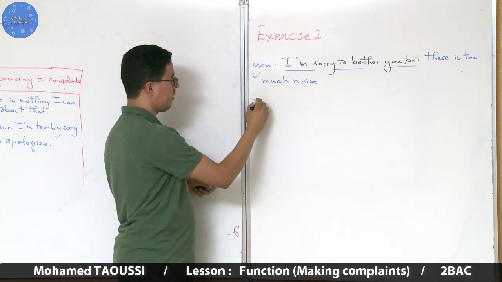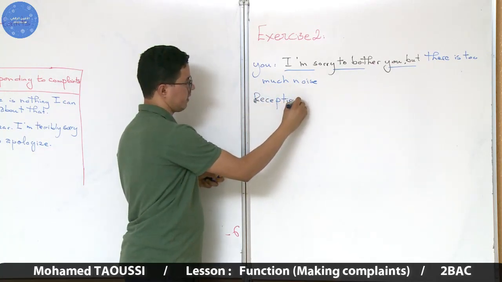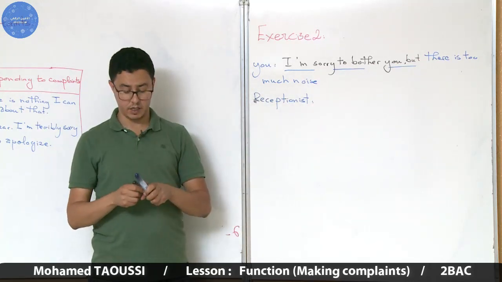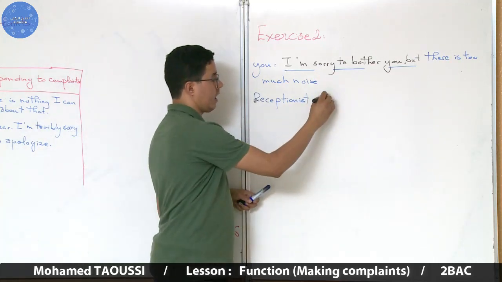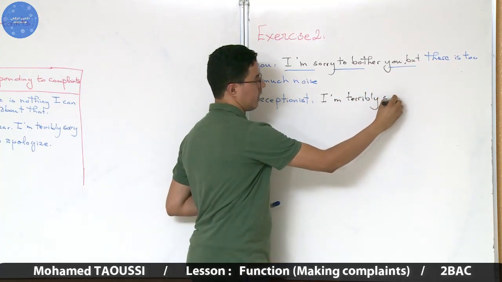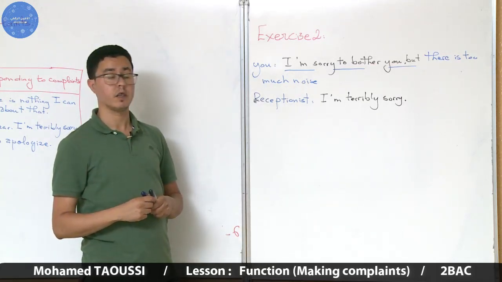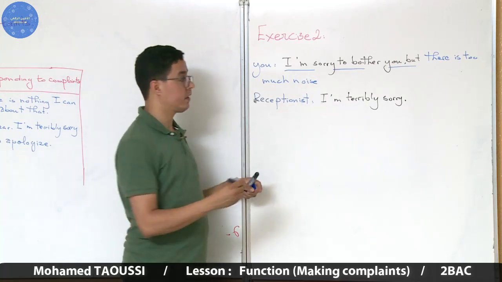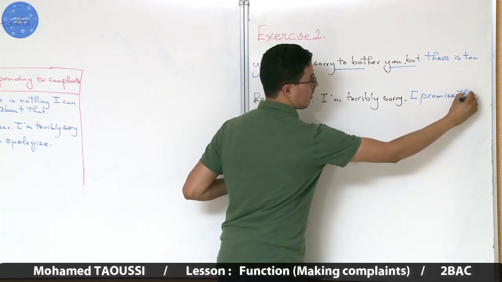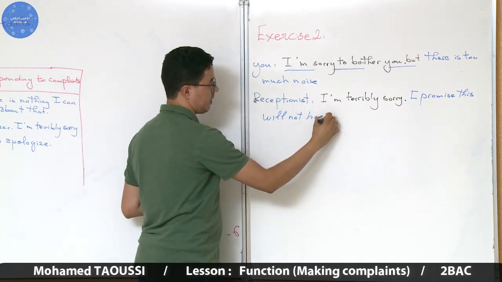Next one, receptionist. So he is going to respond to you. For example, we can say, terribly sorry. So here the receptionist is apologizing. So he said, I'm terribly sorry. I promise this will not happen again.